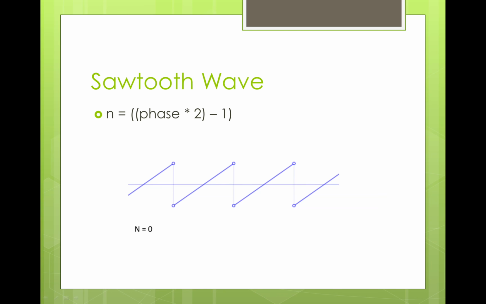The sawtooth wave is very simple. It goes from -1 to 1 linearly. Our formula for this is to multiply phase by 2, giving us a number from 0 to 2, then subtract 1, giving us a number from -1 to 1.